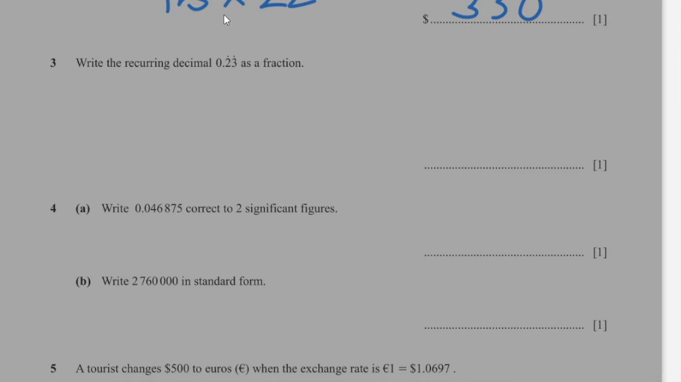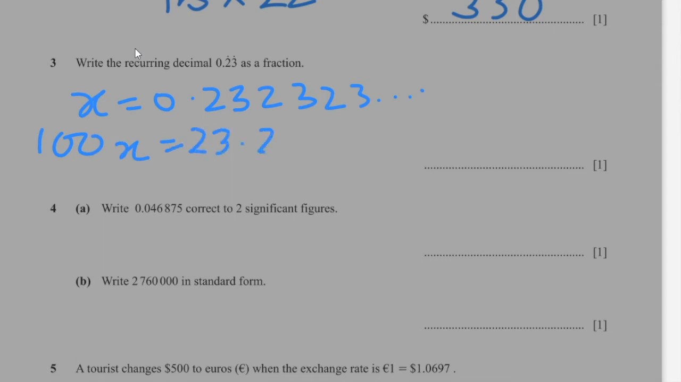3. Write the recurring decimal 0.23 as a fraction. So suppose x is equal to 0.2323 and 23, and so it goes on and on. Now multiplying this whole equation by 100 gives 100x is equal to 23.2323 and 23. I want you to write the number of 23's. Like over here I've written 3 sets of 23, and that should be equal to the number of 23's that you write over here. It can either be 1 or 2 or 3 or however many you want.